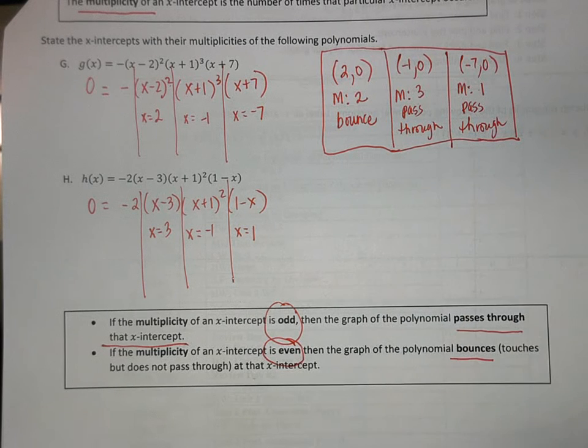All right. Do you guys want to try to write out these ordered pairs and the multiplicity and whether they bounce or pass through on your own? Okay. So try it on your own. If you have a question, raise your hand. Otherwise, I'll come around and check them.